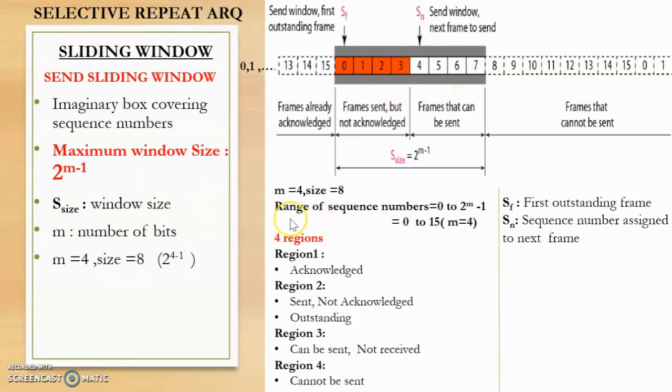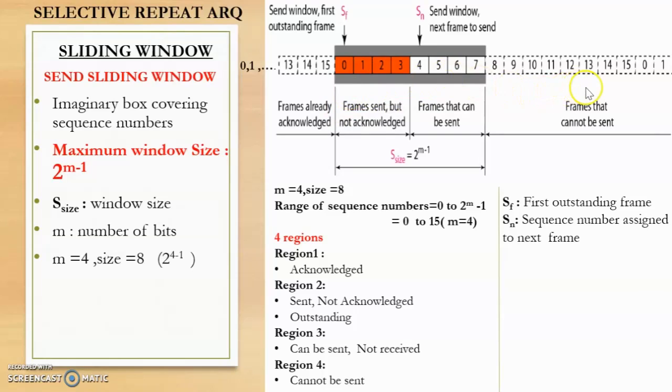Also as discussed earlier, we know that the range of sequence numbers is from 0 to 2 raised to m minus 1. So over here m value is 4, so the range will be from 0 to 15. So over here in this figure we can see that the range is from 0 to 15. That is, first it will start from 0 to 15, then again sequence numbers will be repeated from 0 to 15, then again it will be repeated, and so on. So let us assume that currently the send window is for this part, that is covering sequence numbers from 0 to 7, and if it is from 0 to 7 then the size will be 8.